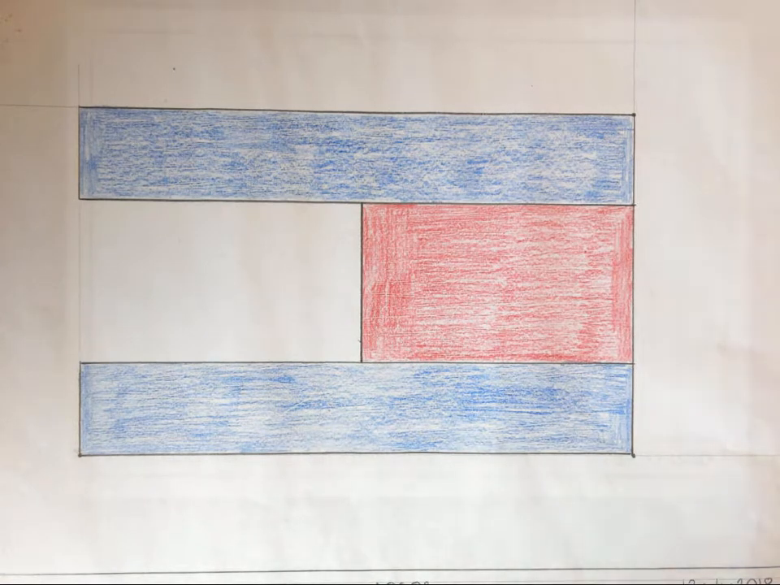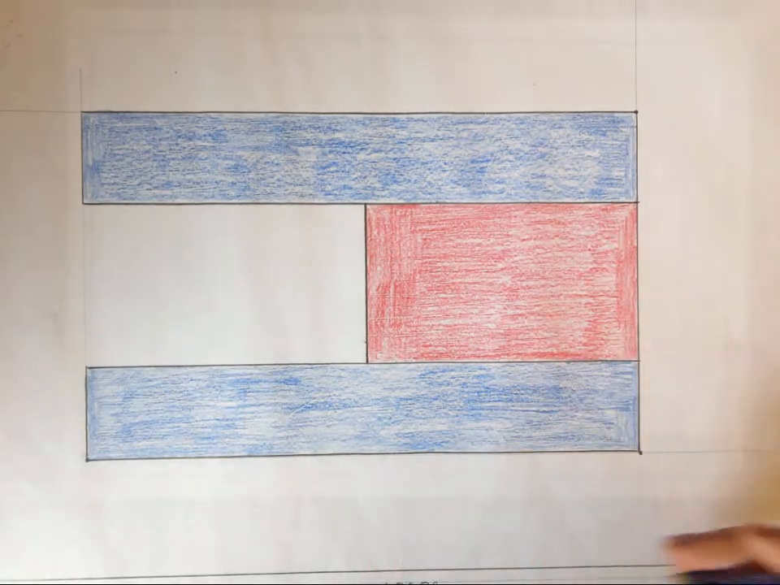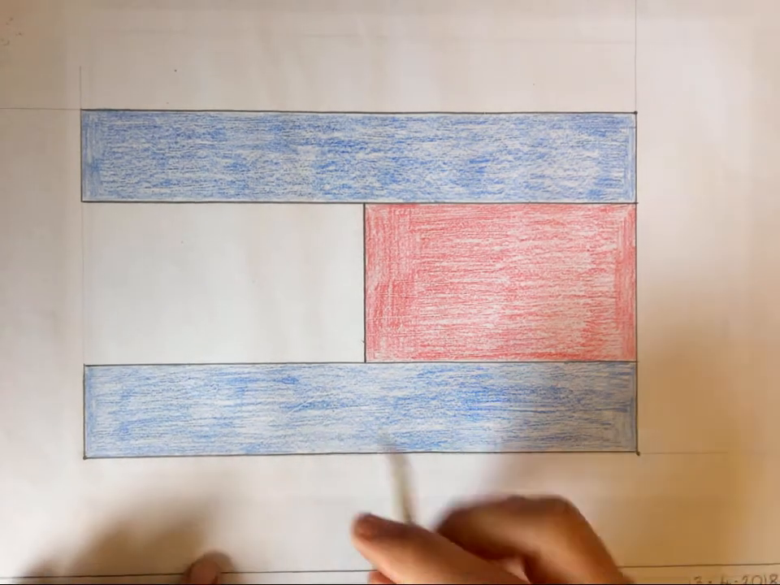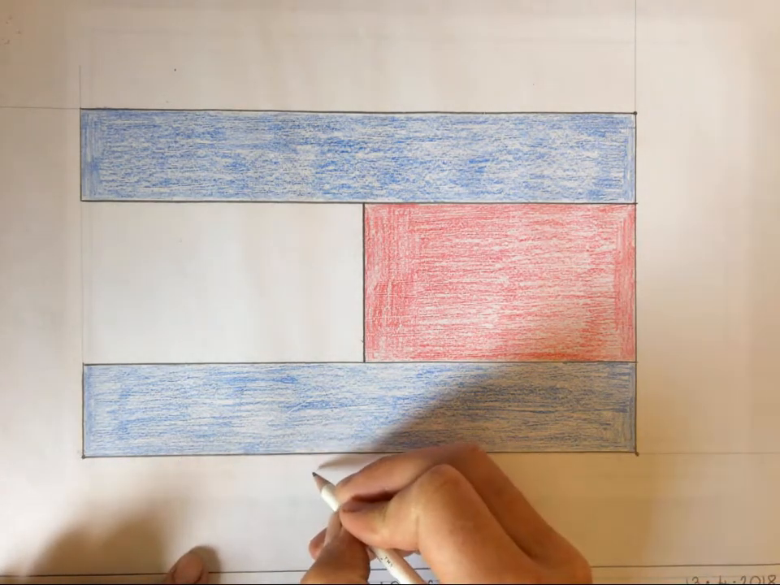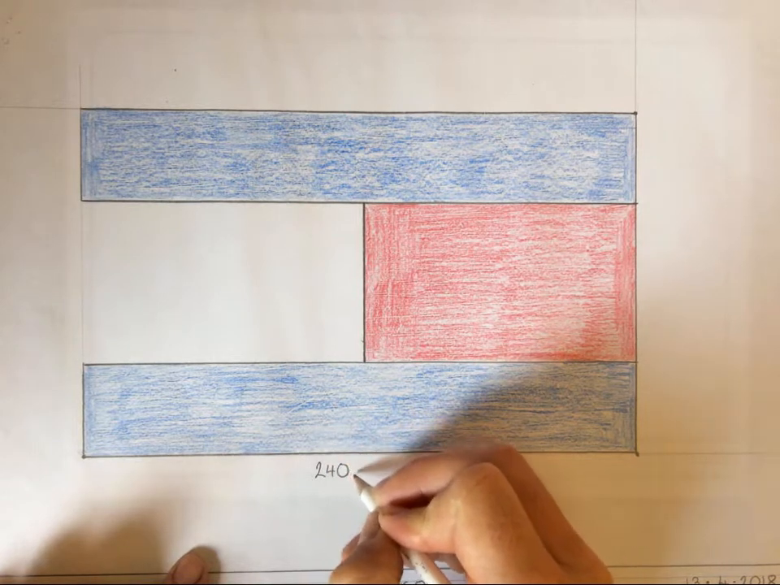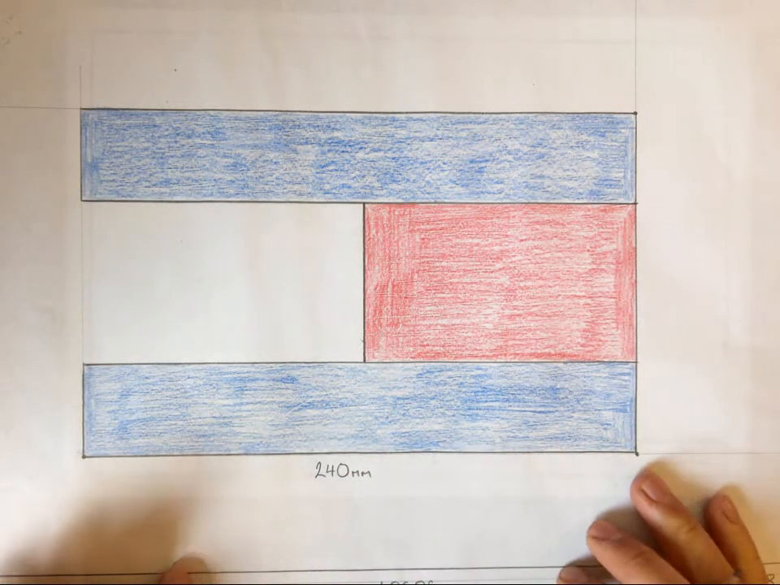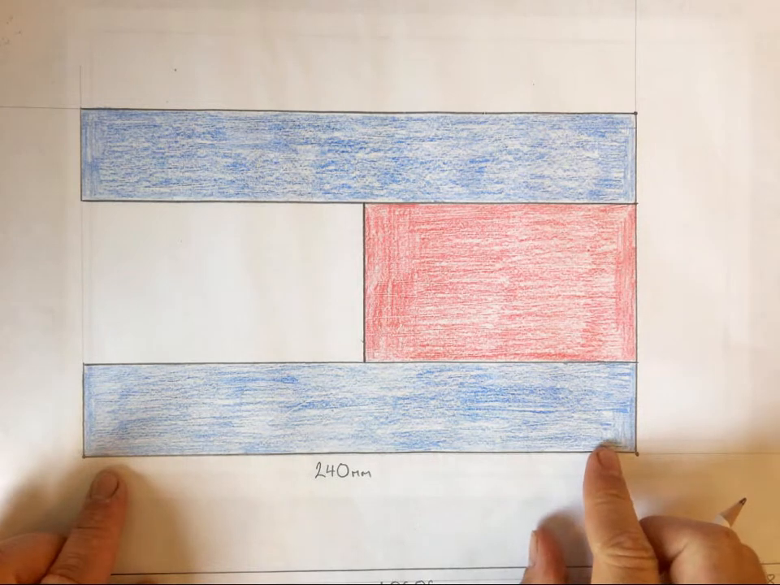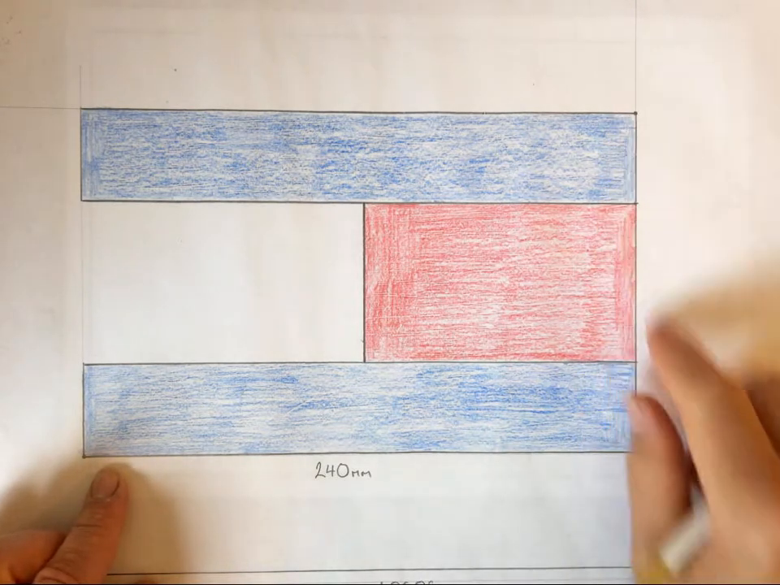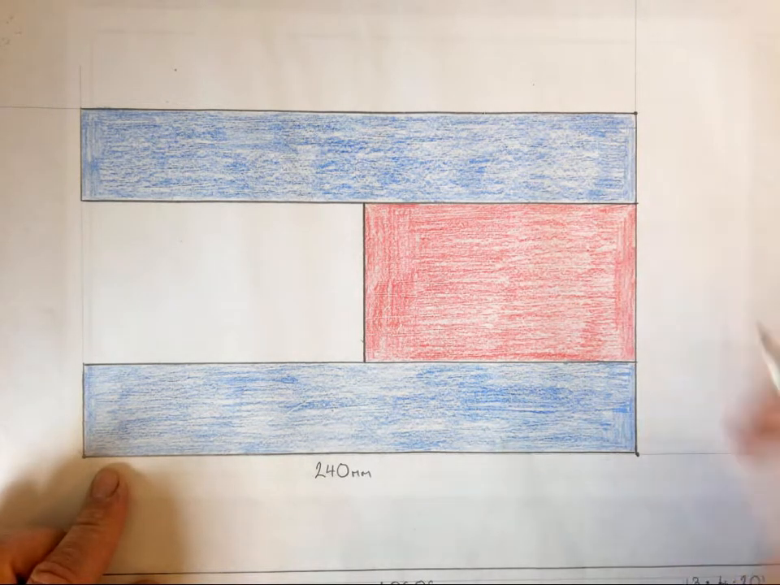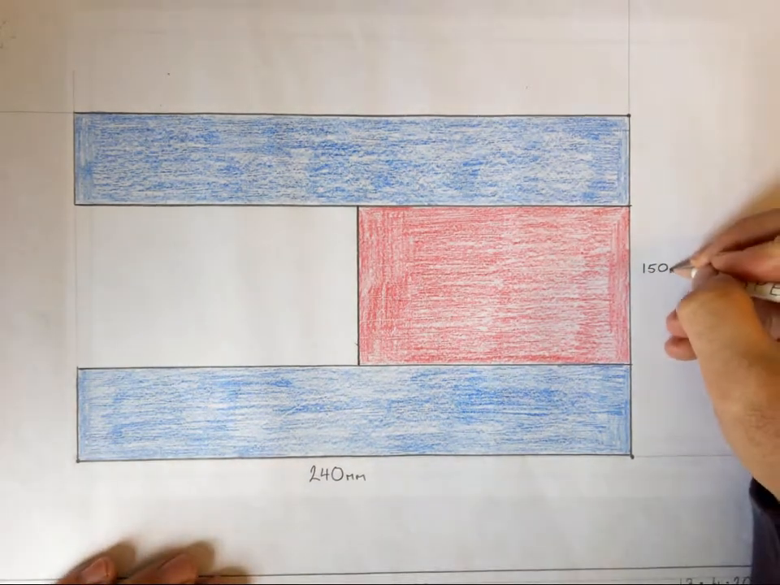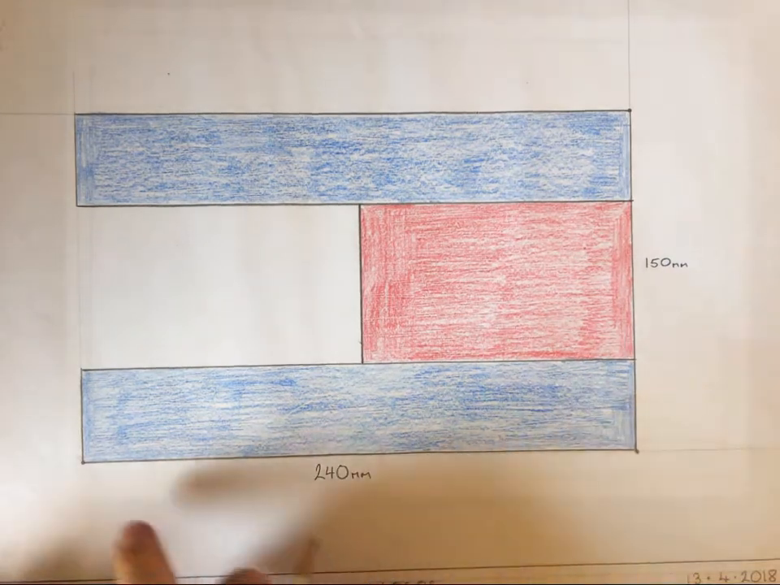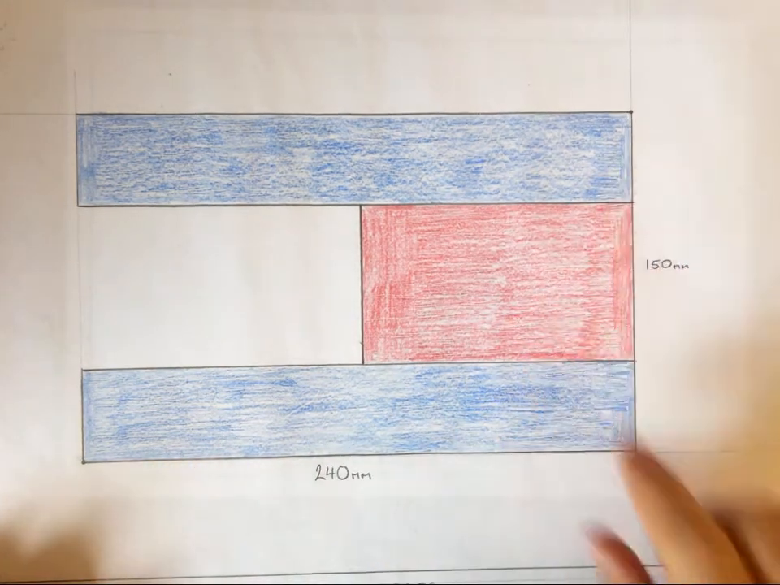Before I go any further, I have attached the file giving me the dimensions, but I'll just write them in here anyway for you. So guys, the length of this edge here, or the width of this rectangle, is 240 millimeters. So from here to here is 240, and then the height is 150 millimeters. So we need to draw a rectangle which is 240 wide, 150 high.